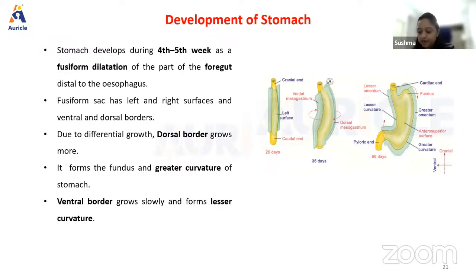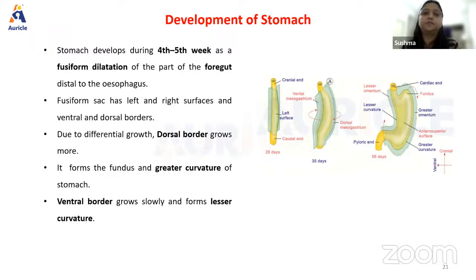There is no way you should skip understanding the development of the esophagus, because it will help you immensely in your surgery, right? In surgery, there are so many things that you learn in the chapter of the esophagus, some 15-20 conditions that you learn.